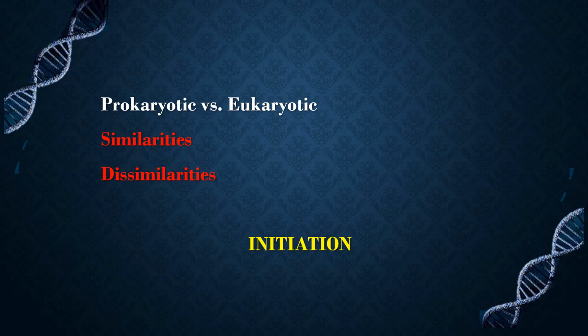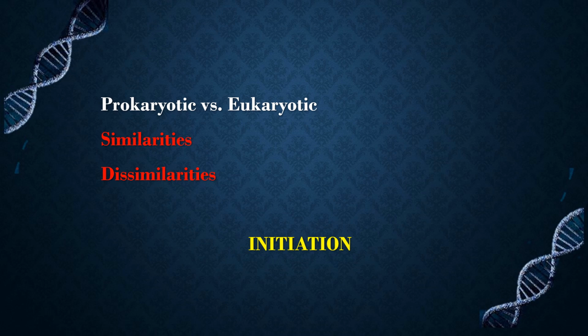Similarities of prokaryotic and eukaryotic replication include formation of the replication fork, semi-conservative replication, bidirectional movement of the replication fork, primer synthesis, Okazaki fragment synthesis in the lagging strand, primer removal, and gap bridging between newly synthesized DNA fragments.